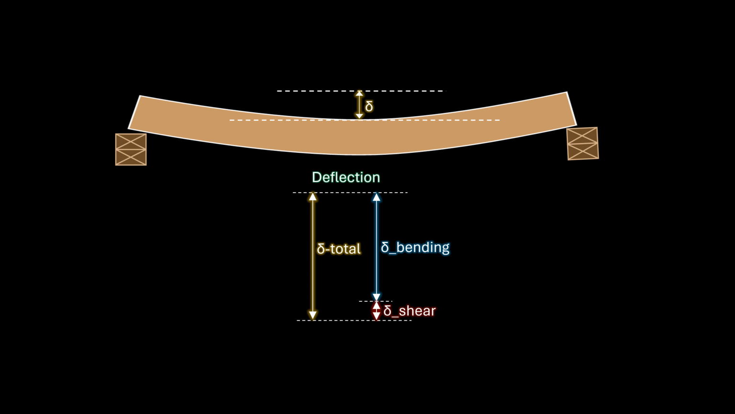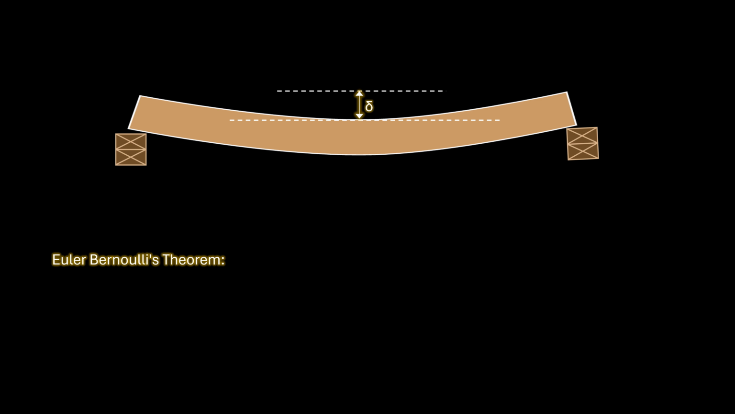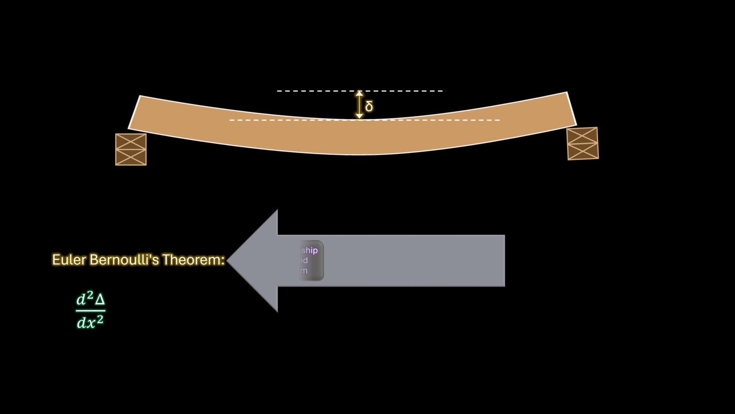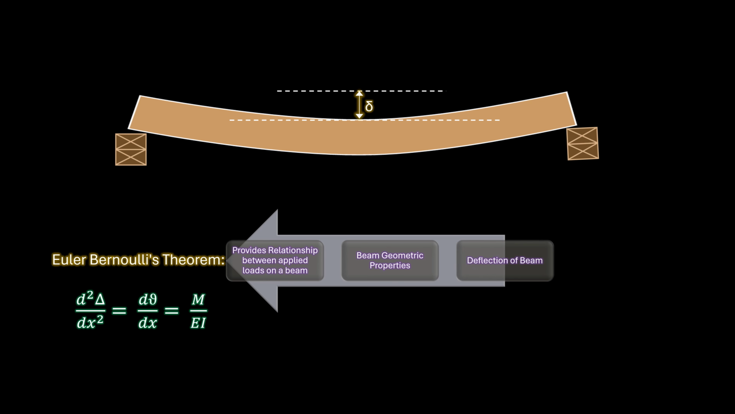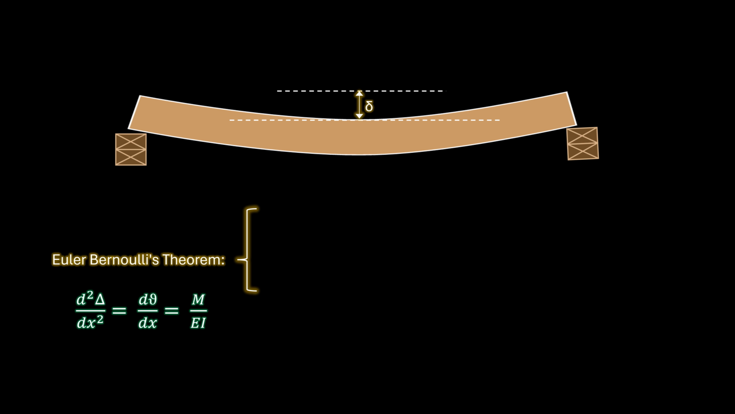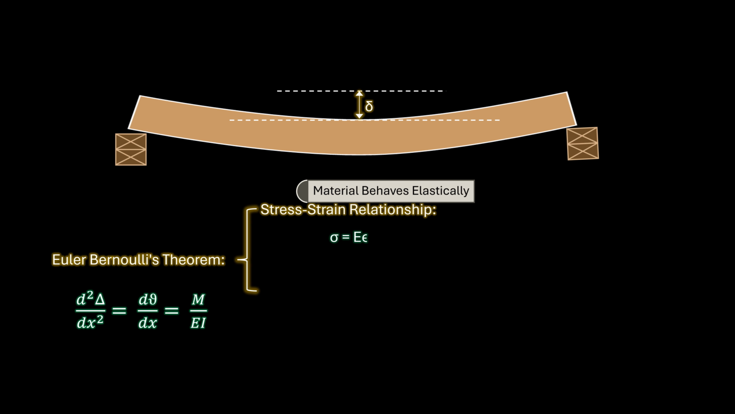During analysis, the behavior of wood beams is typically modeled using the Euler-Bernoulli Beam Theory. The Euler-Bernoulli Beam Theory is a fundamental concept in structural engineering used to describe the bending behavior of beams under applied loads. It provides a relationship between the applied loads on a beam, its geometric properties, and the resulting deflection of the beam. The theory is built on the fundamental relationship between stress and strain for linear elastic materials, which means that it assumes that the material behaves elastically.